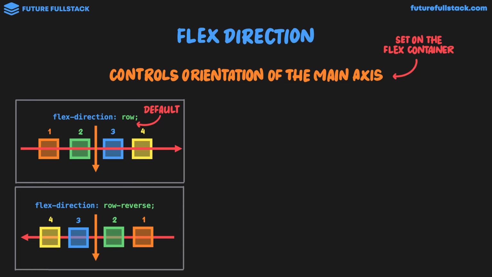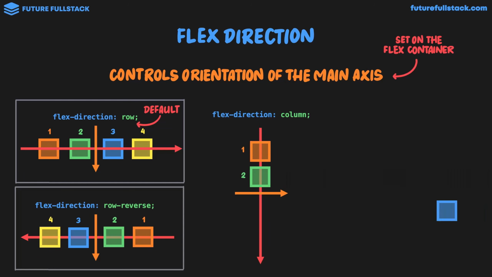The next value we can have is flex-direction: column. This now completely changes the orientation of the main axis. Instead of going left to right or right to left, it's now going top to bottom, which means that the cross-axis is now going left to right. And our flex items would appear like this: 1, 2, 3, and 4. They're moving from top to bottom.